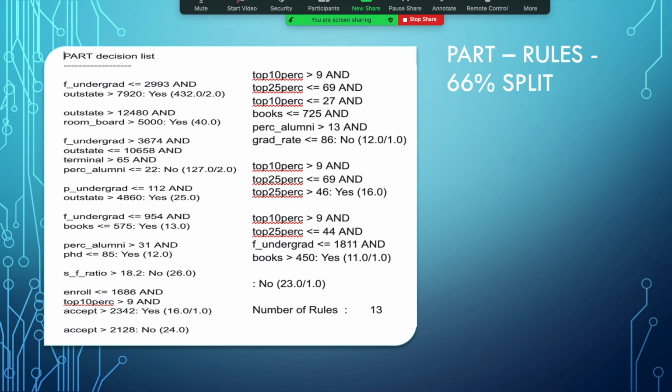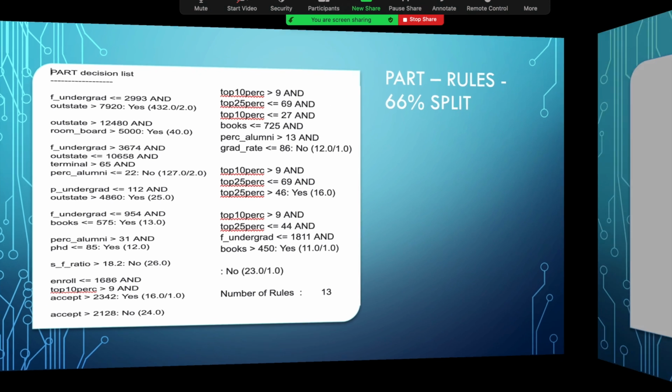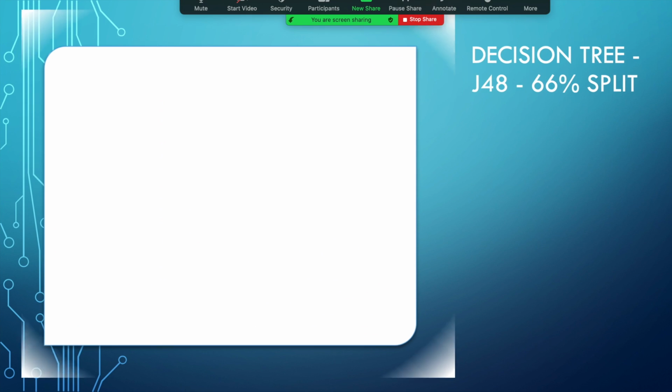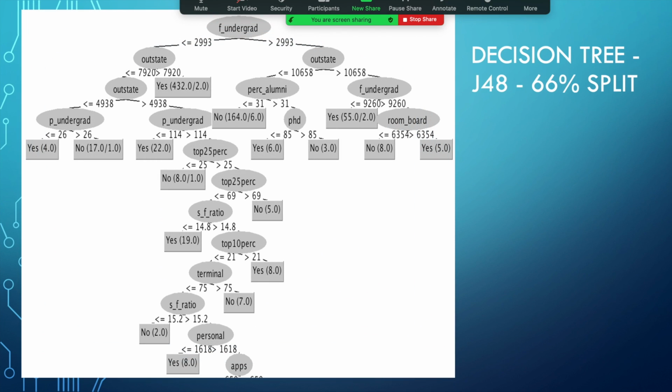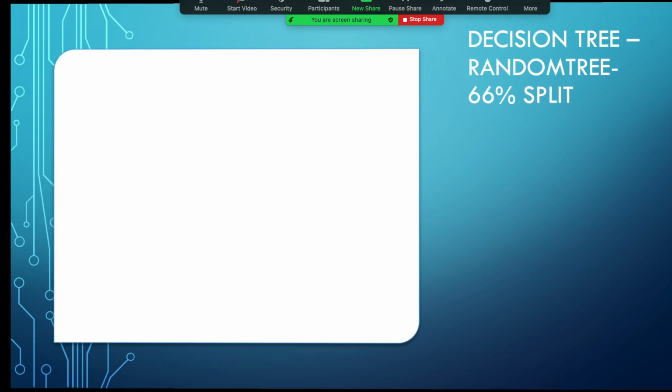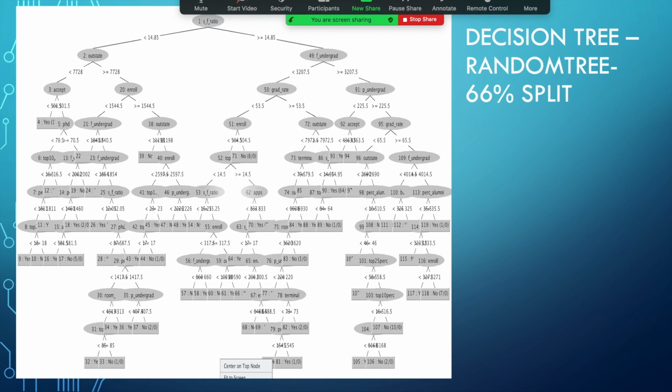So the PART rule model with a 66% split compares different attributes to make predictions and shows high accuracy. The J48 decision tree with a 66% split compares different attributes and predictions with percentages. It was easier to understand and look at this. The decision tree and the random tree with a 66% split compare a lot of attributes to make accurate predictions.